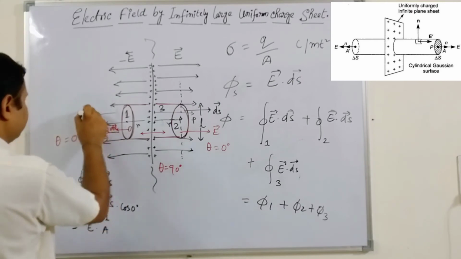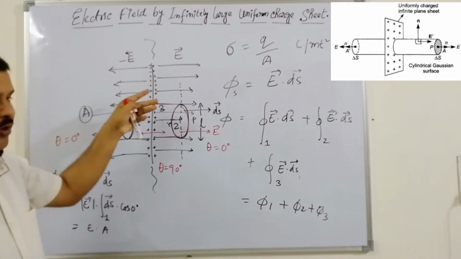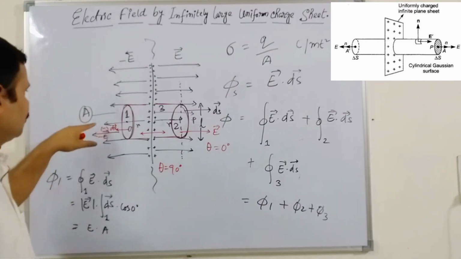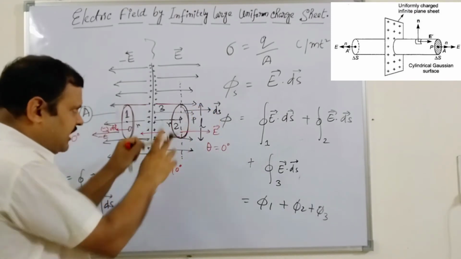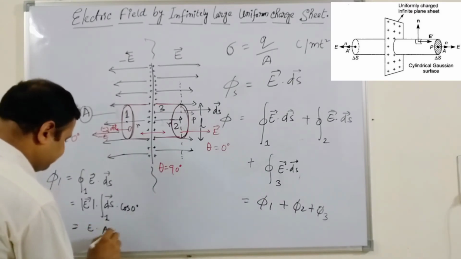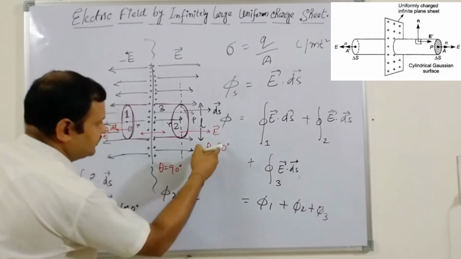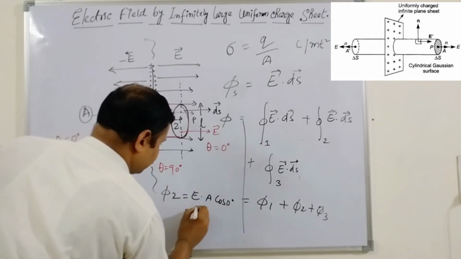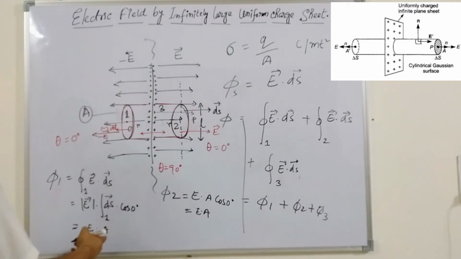Suppose this area we have taken, this is A, right? We will come to why we take this, because we have already provided the areal charge density of this plate. So we will take whatever area, depending upon the cylinder diameter I have taken, say this A. So this is EA, right? Similarly for phi 2 we can calculate, it will also be the same, because theta is also 0, cos 0. So this is again E into A. So phi 1 and phi 2 are the same, both are EA.